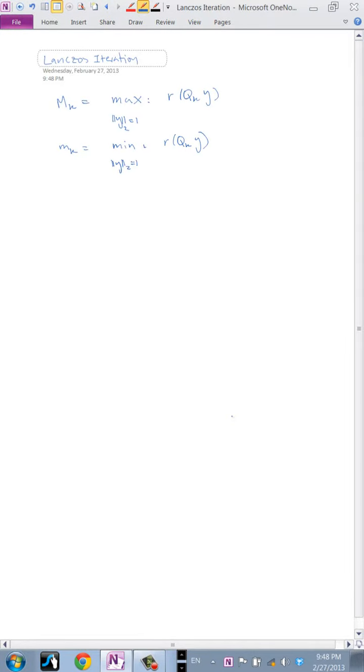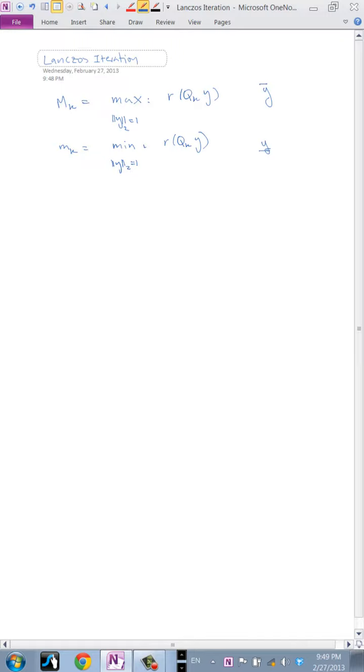So here are two optimization problems defining capital M_k and little m_k. It's fairly easy to see that because R is a continuous function and because I'm maximizing and minimizing over a compact set, the max and the min are attained. Let's suppose that the maximizer here is y upper bar, and the minimizer is y lower bar. There probably should be a k in there, but I'm suppressing it for now.